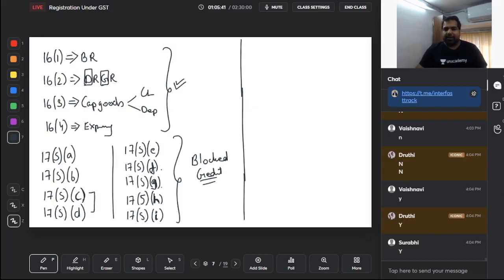So what is your section 17(1)? 17(1) only says that for taxable supply and zero rated supply, we will give you credit. For exempt supply and for personal supply, we will not give you credit. That is what 17(1) talks about. Is this a simple section? Yes, it is a very simple section.